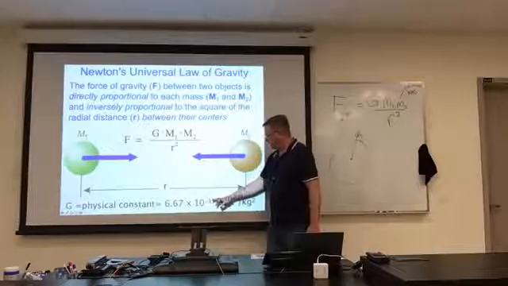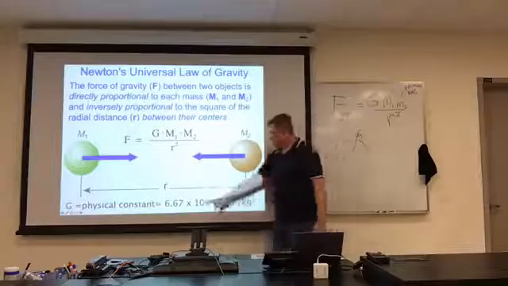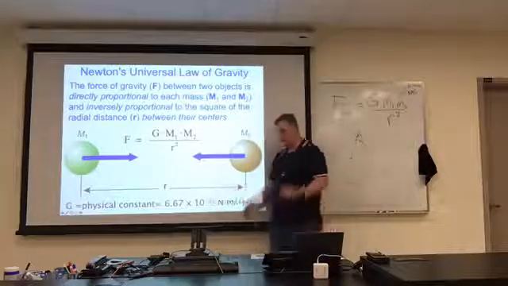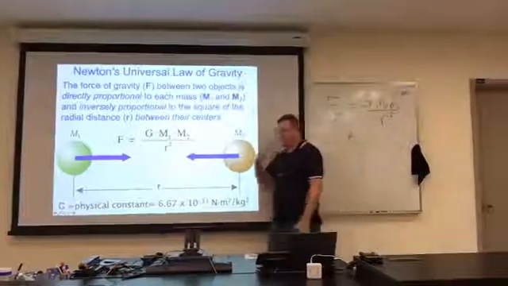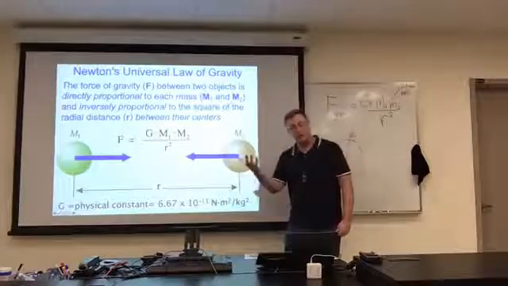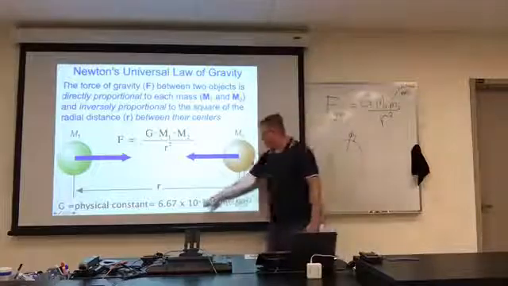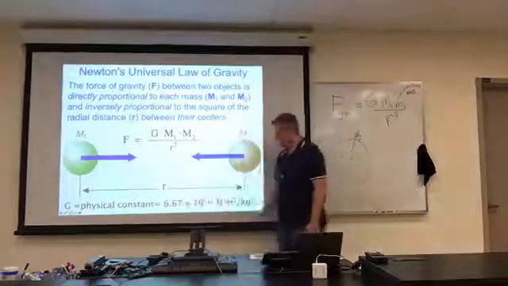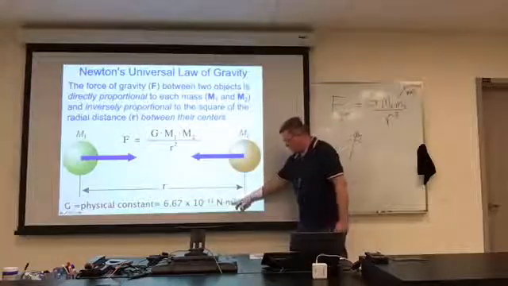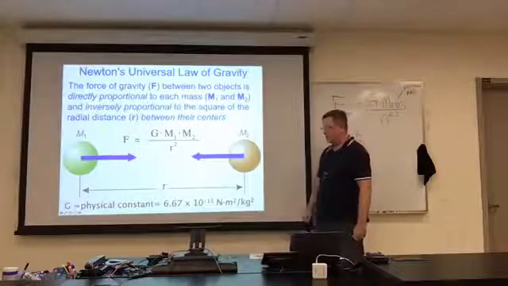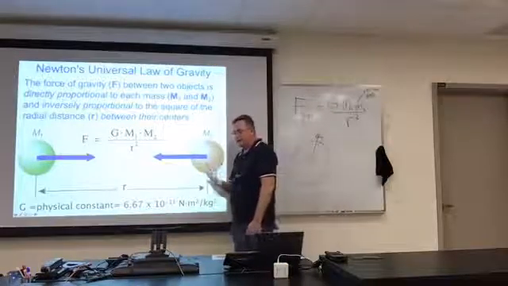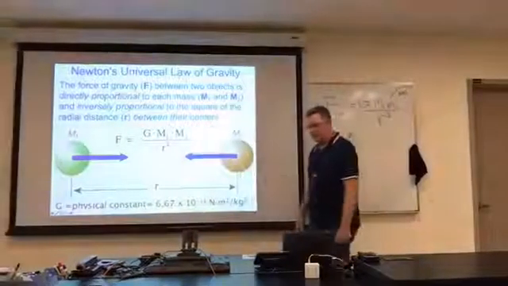10 to the minus 11 is minus 9 minus 2. And 10 to the minus 9 is 1/1,000,000,000th. 10 to the minus 2 is 1/100th. So this is 1/100,000,000,000th. 6.67 of those, or 667 billionths of a Newton meter squared per kilogram squared. It's an incredibly tiny number. Gravity is enormously, enormously weak.